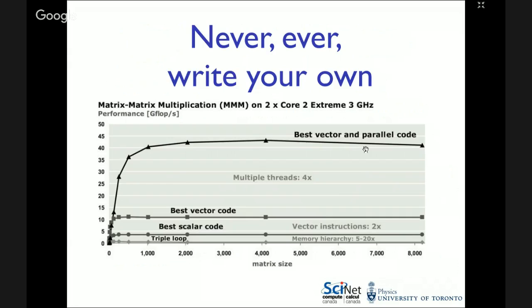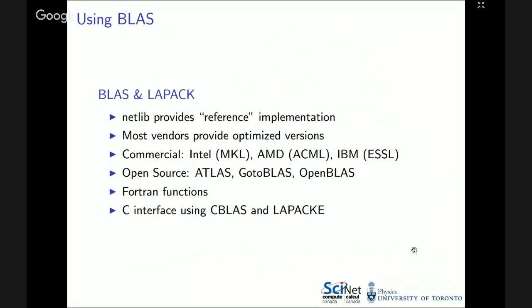But as you can see, just by using even the simplest ones, you may get a factor of between 5 and 20 in performance. Okay? And then on top of that, other factors. More about BLAS. Netlib, as Razi was saying, provides just the reference implementations.